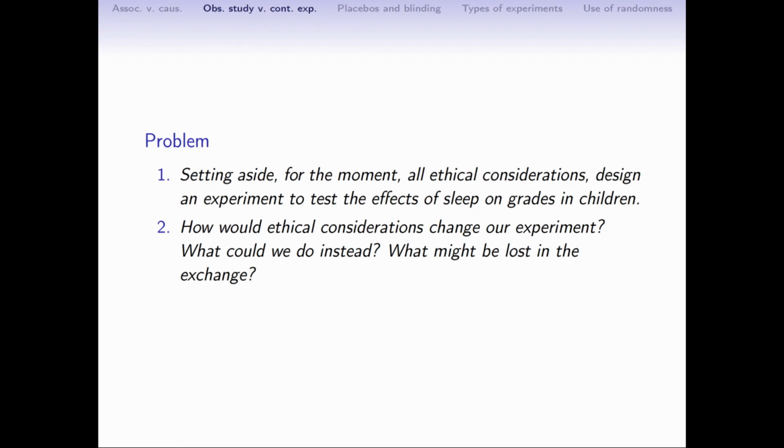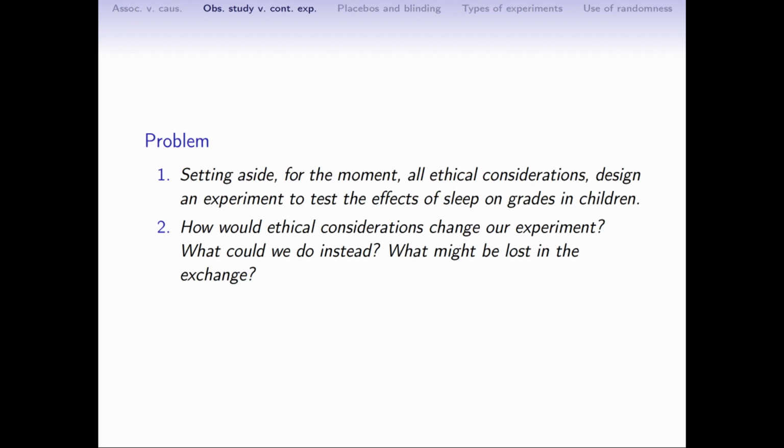So first of all, we want to imagine that we're not bound by any ethical considerations, that we can actively control how much sleep children get at night, and then we can look at their grades as a response. And then we can ask ourselves, since that seems somewhat unethical, what could we do instead? But what would we lose in exchange for conducting this experiment differently?